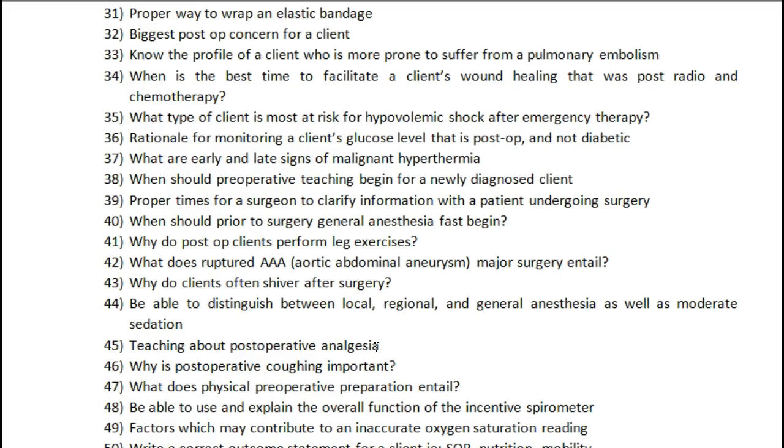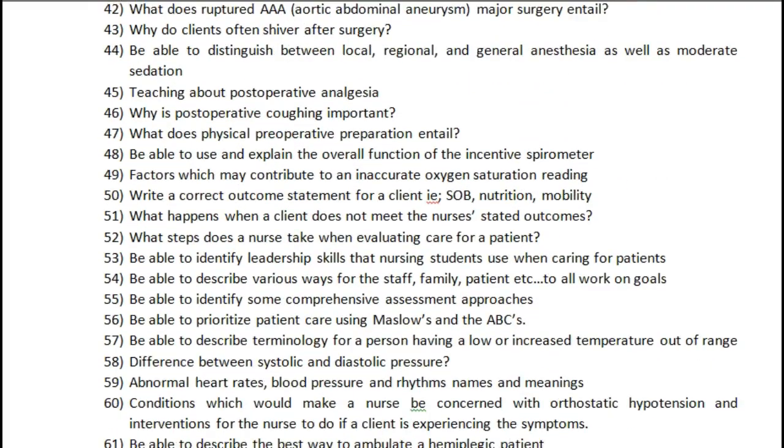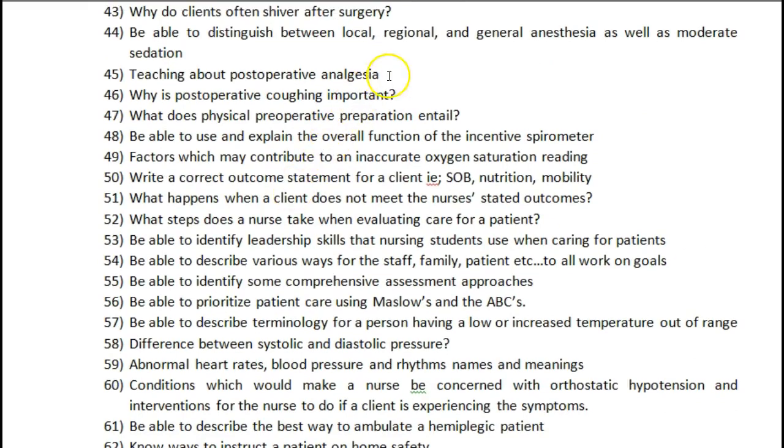Okay. Let me see. We talked about coughing being important because we have to have them coughing and deep breathing. What does physical preoperative preparation entail? Basically, did I? Oh, I must have missed one thing. I'm sorry, you guys. It's just getting late.